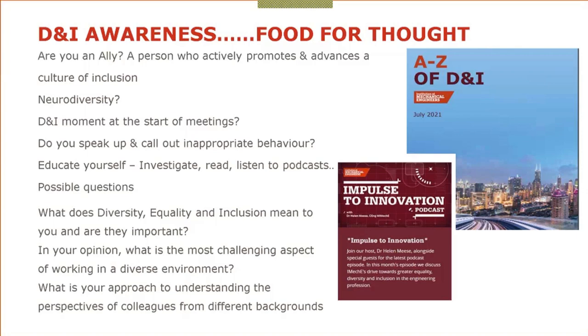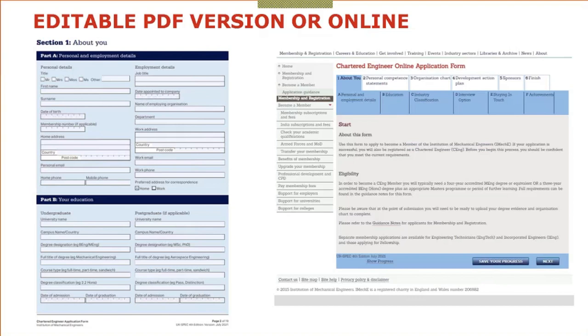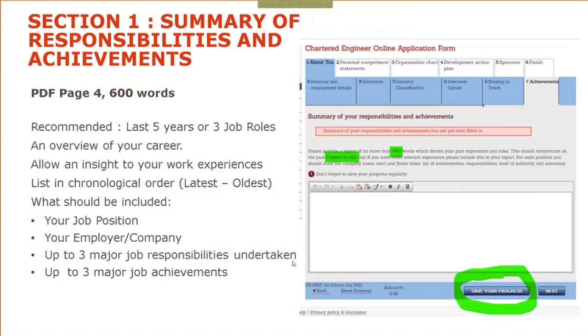Now, when it comes to completing your application form, there are two versions of the application form available. There's an editable PDF version, which you can see on the screen at the moment, on the left-hand side of the screen, and there's the online version here on the right-hand side of the screen. So while they look a little bit different, the content is exactly the same. And I'm going to go through with you exactly what the assessors will be looking for from you in your application form when you submit it.